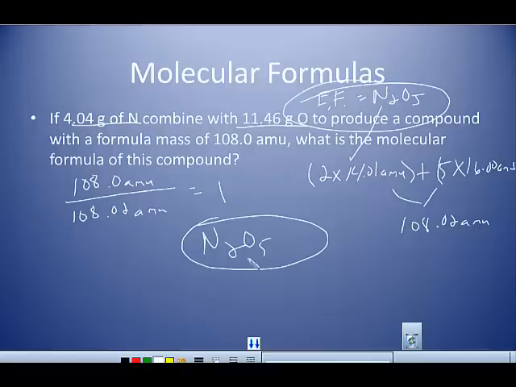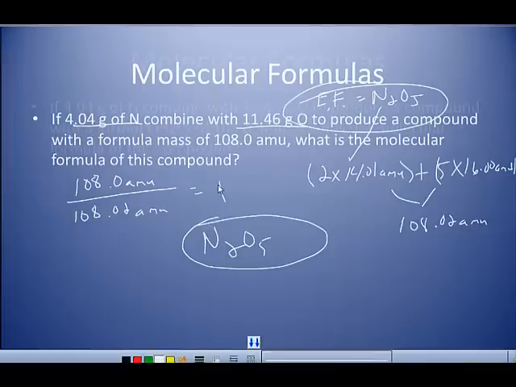So that can happen. It doesn't happen every time. It did with water in the other example. With the glucose, the multiple was 6. With the caffeine, the multiple was 2. Look at one more.